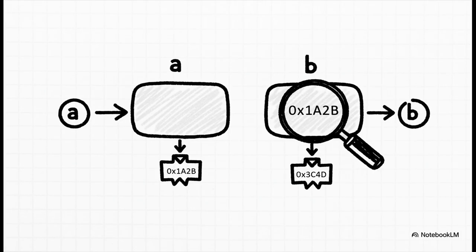And we can prove it. You can use the built-in id function to see the unique memory address for any object. If you print the id of A and the id of B, you'll see two completely different numbers. That's the proof that they live in different spots in your computer's memory.